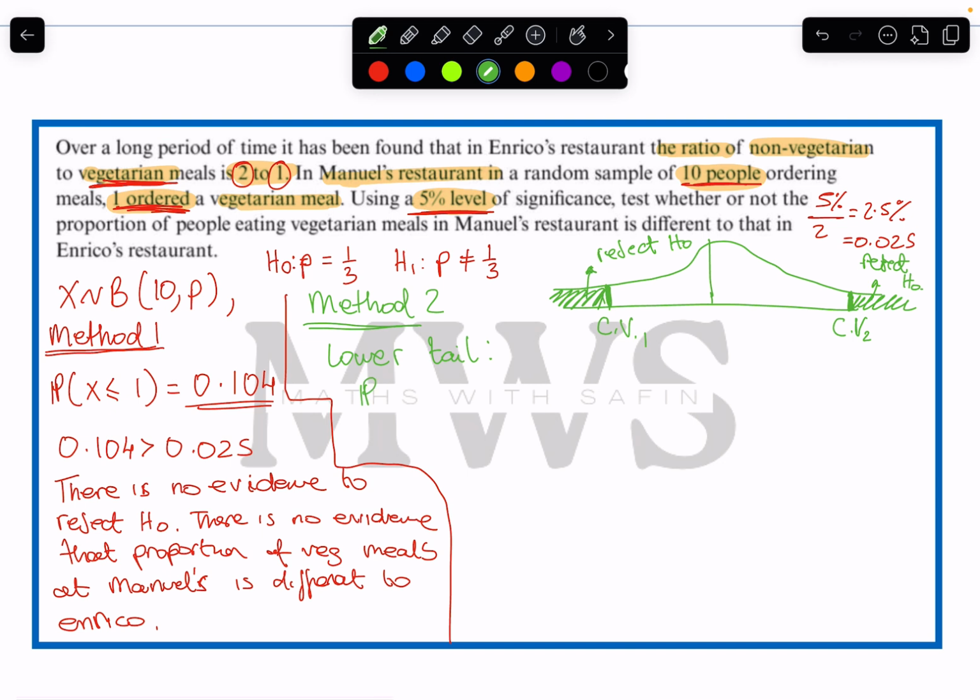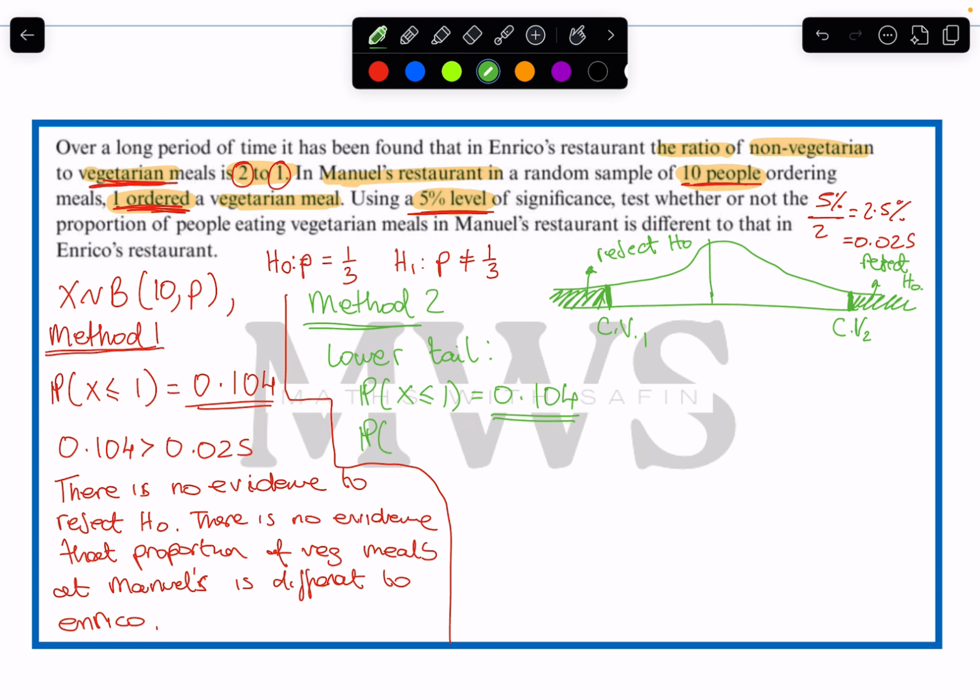So let's try x is less than or equal to 1. If it's less than or equal to 1, we can see that it gives us a value of 0.104. If you use a calculator, put x equal to 1, p is 1/3, and n is equal to 10, it gives us 0.104, which is close to 0.025, but let's see if there's a number that can get even closer to it.